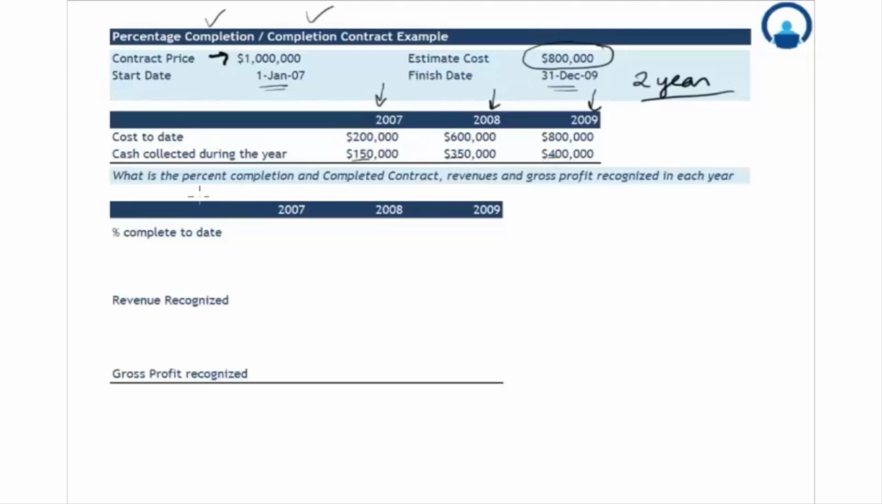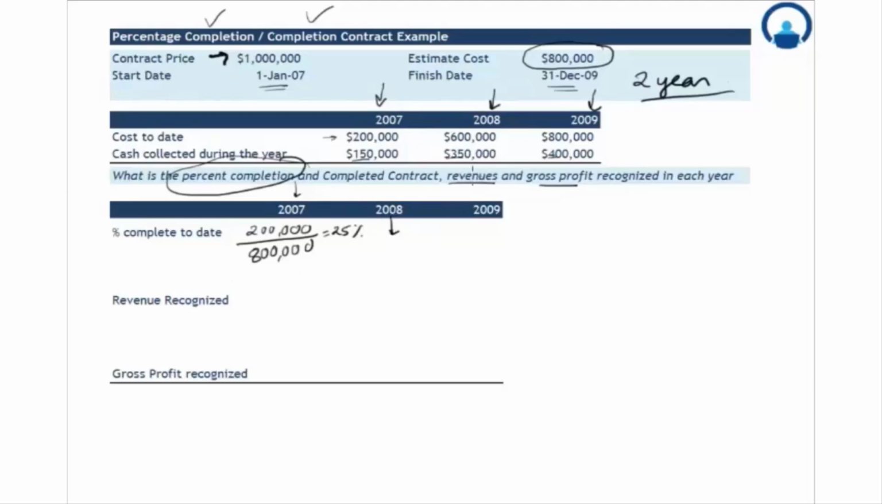Now the objective of this whole question is that we need to calculate the revenues and the gross profit figures in each of the years. So let's start with the percentage completion contract first and see how it goes. For the percentage completion, for each year we must find how much amount was completed in each year. So let's take 2007. The total cost that was incurred was 200,000 and the total cost that is committed is 800,000. So 25% was actually completed in 2007.